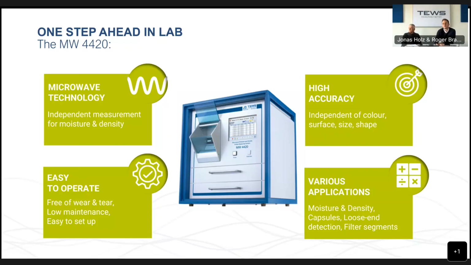It can also help you check capsules inside your filter. So are the capsules still in the right place? Are they broken? Are they still intact? You can also use the 4420 to check the length of each segment of multi-segment filters, for example, or get the charcoal grammage of your charcoal filter.